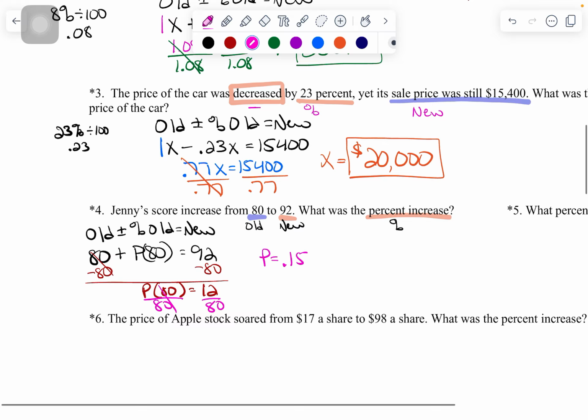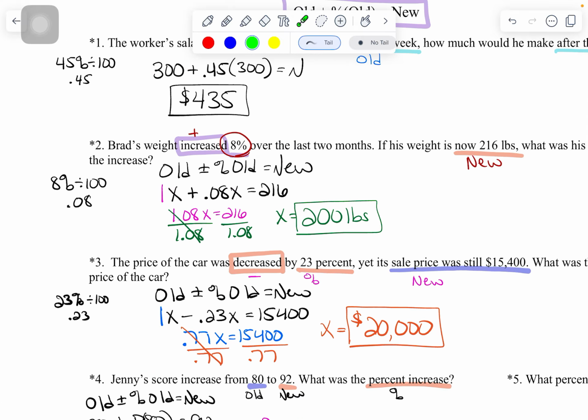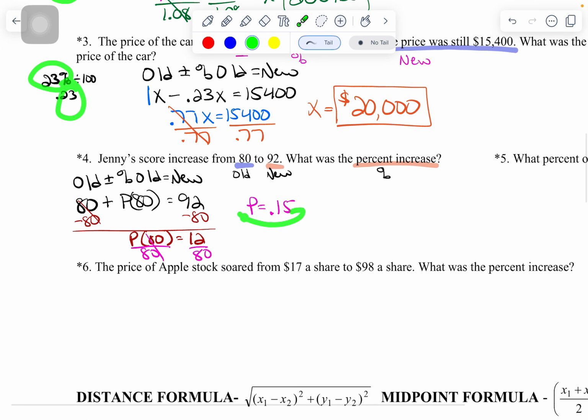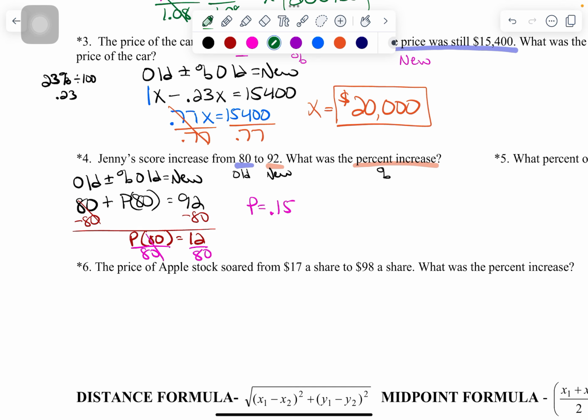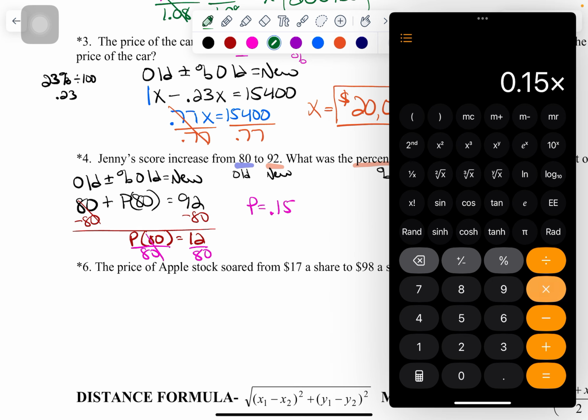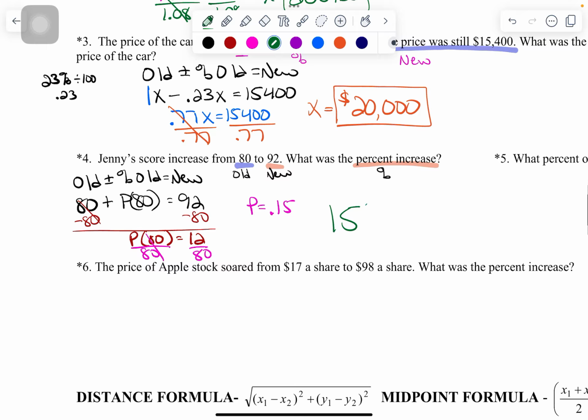So in each of these last 3 problems, we had a percent that we changed to a decimal. Percent, change it to a decimal, percent, change it to a decimal. Well, now I have a decimal that I need to change to a percent. So we're going to do the exact opposite, which is to take our decimal equivalent, and we're going to multiply it times 100. So if you need to do that on a calculator, times 100, it is 15%. All right. So Jenny's scores increased. The percent of increase was 15%.